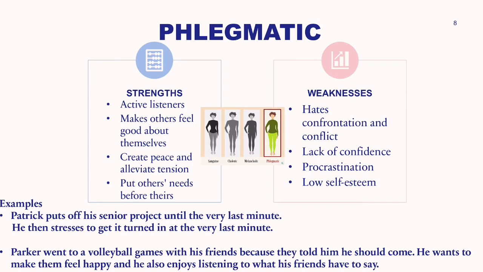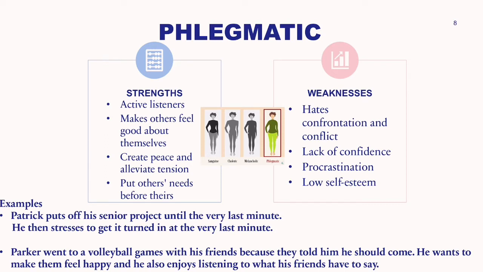So some examples of this are Patrick puts off his senior project until the very last minute, and then he stresses to get it turned in at the very last minute. So some reasons that Patrick could have done this is because maybe he's trying to make peace within his friend group, or he's just trying to be a good friend and listen to maybe one of his friend's problems, or he could be helping somebody else with their project instead of worrying about his own needs that he needs to get done in that sense.